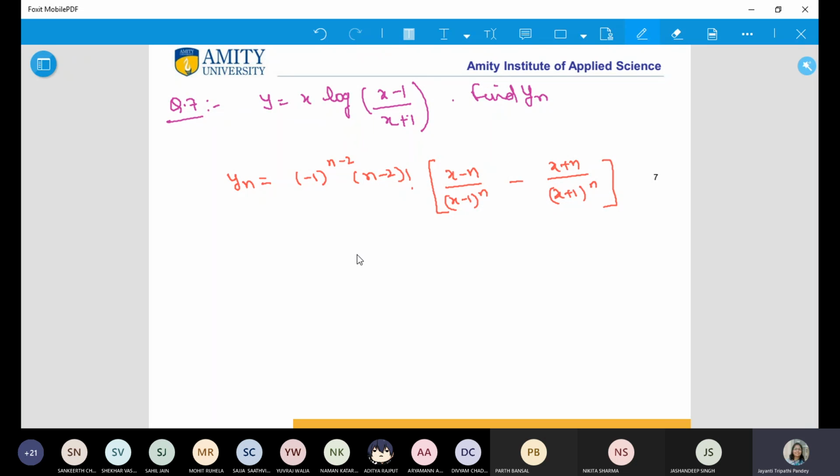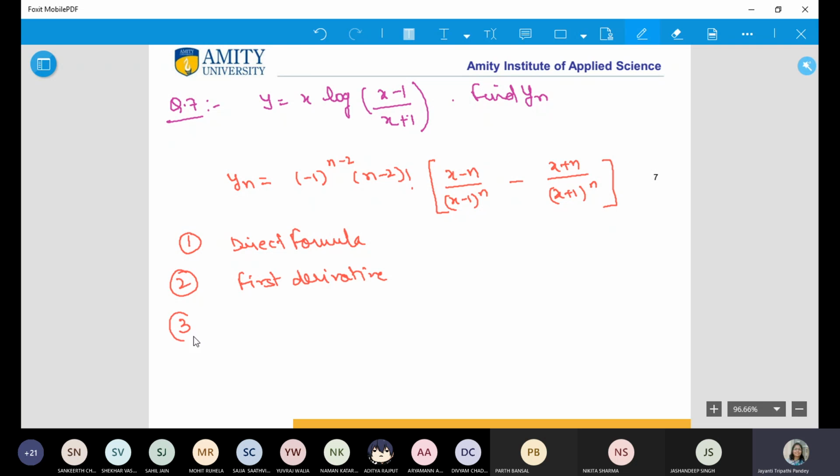So there are three things that you need to remember. The first thing is sometimes the direct formula gives you the answer. Second, first derivative. Third thing, partly first derivative, partly second derivative. Even the possibility is there that you have to do it till the third derivative and then you go for nth. So partial differentiation is also possible.